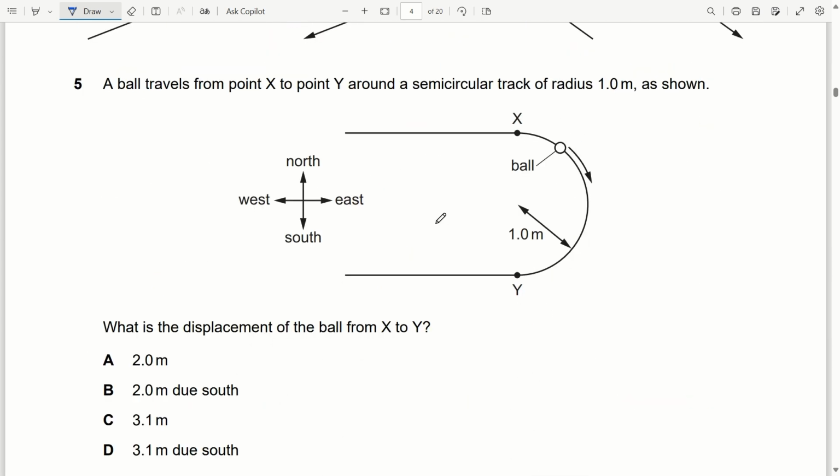Question 5. A ball travels from x to y around a semicircular track. What is the displacement from x to y? We know that displacement is the shortest path covered. So this will be the displacement. It is towards south, and this is equal to the diameter. Radius is 1, so diameter is 2. So 2 meter due south. Option B is correct.